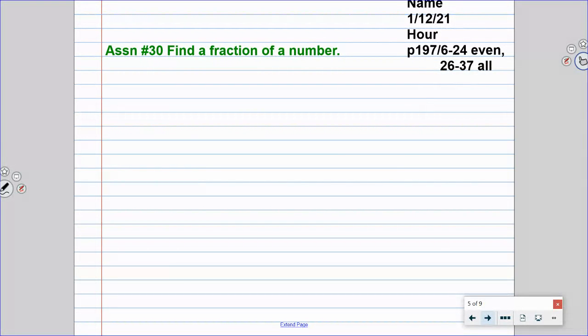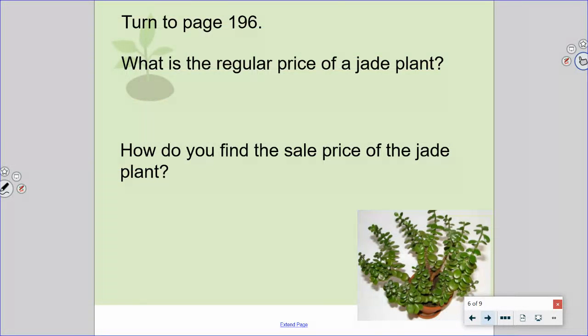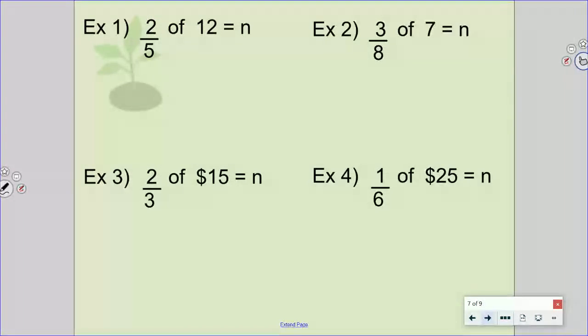Pause for a second if you wish. Title your paper, and let's get going. Some examples. Actually, I'm going to invite you to turn to page 196. Study these questions and look over it, and we will further discuss in class. So pause if you wish. Go ahead and take a look at page 196. Now, our goal today is going to be finding fractions of a number.